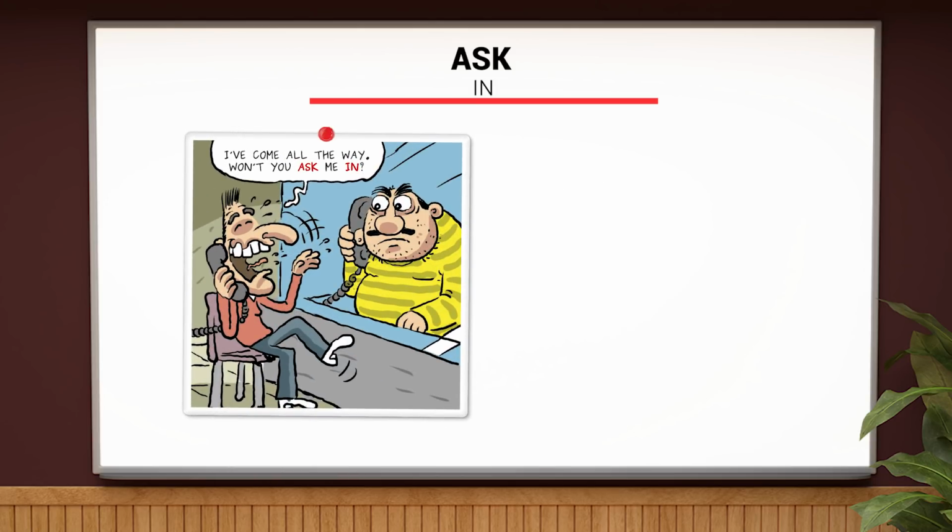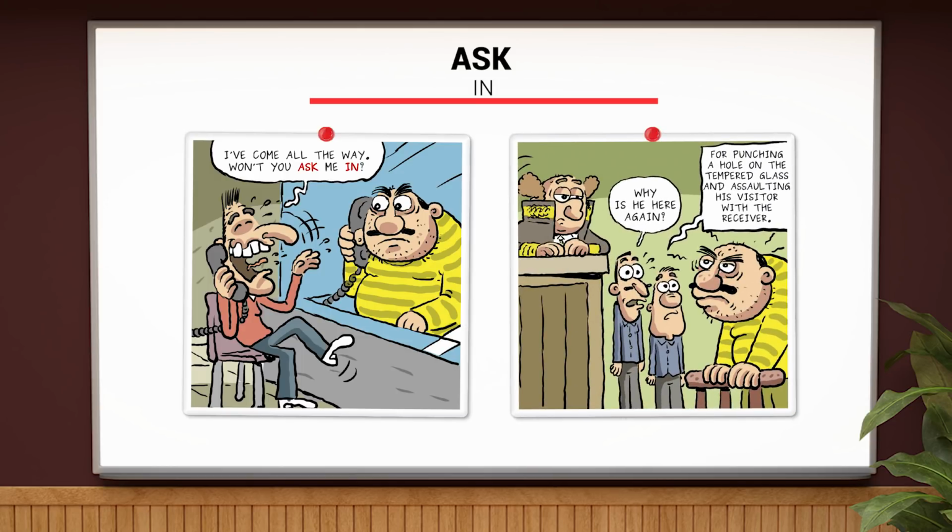I've come all the way. Won't you ask me in? Why is he here again? For punching a hole on the tempered glass and assaulting his visitor with the receiver.